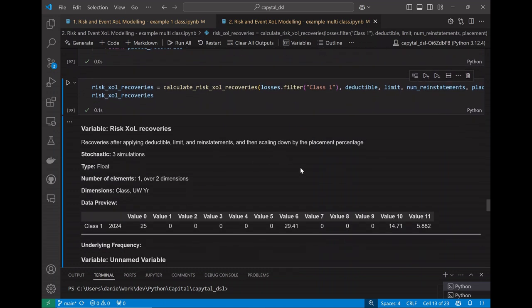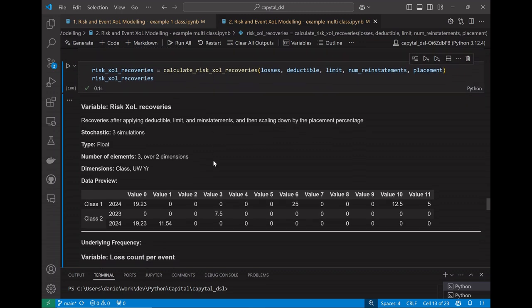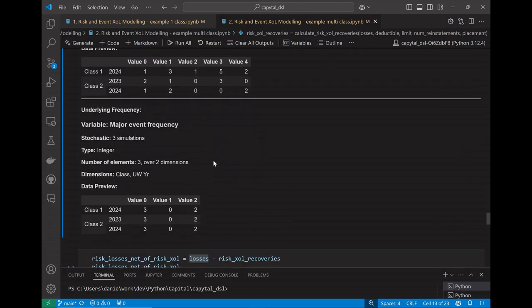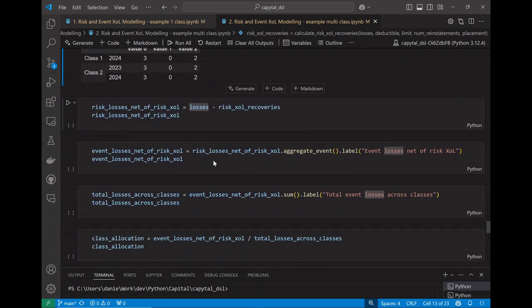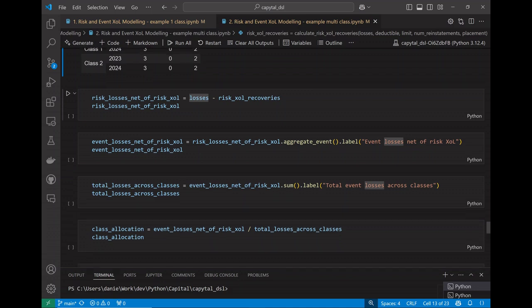And we can see we get these recoveries as we have before. You may remember some of these numbers. We had the 25 in the first, and we had this 29.41 in the middle here. So we can see this is giving us similar results as before. But it can also be run across all the classes now. The following steps are really exactly the same as before. We can net down our losses for the risk XL recoveries just by subtracting.